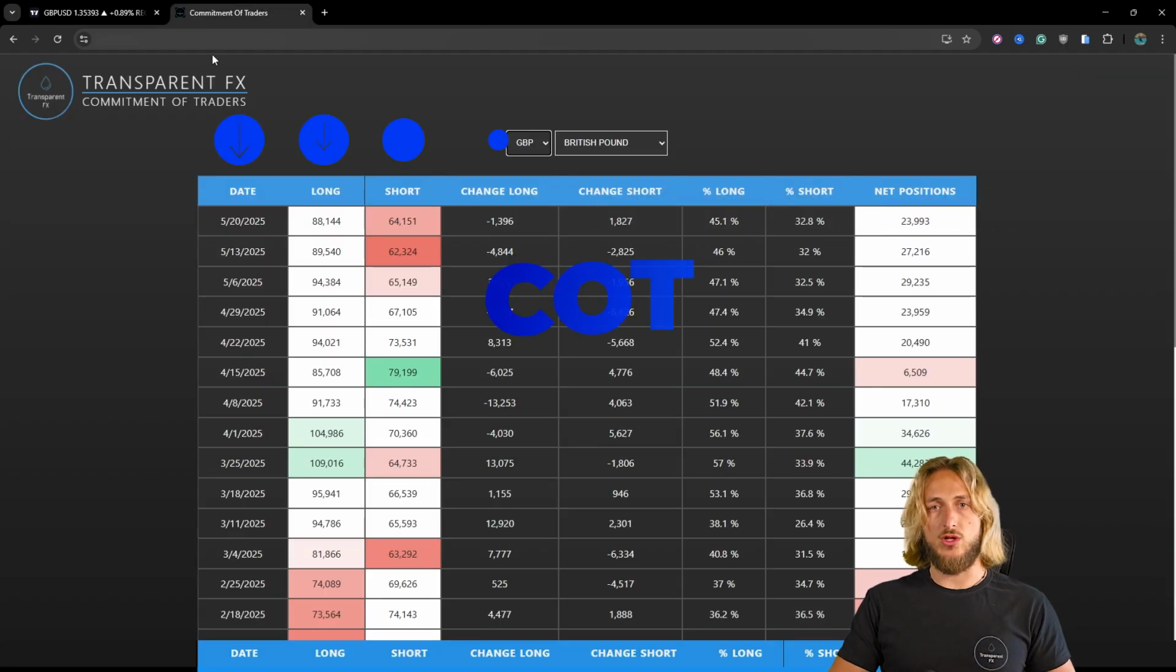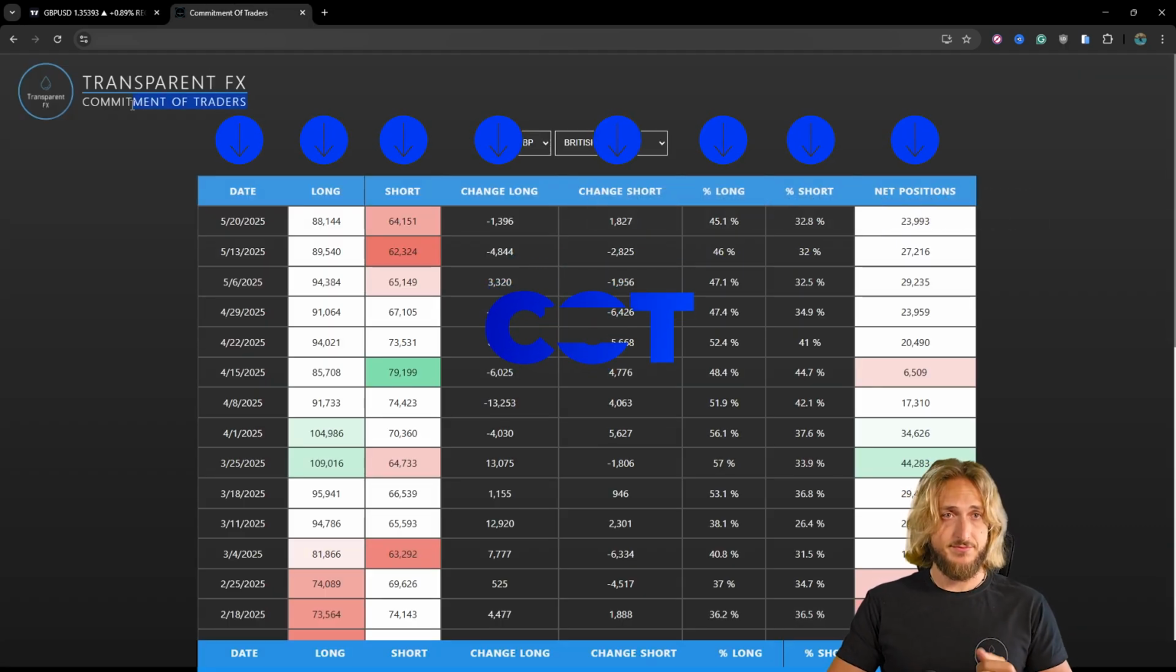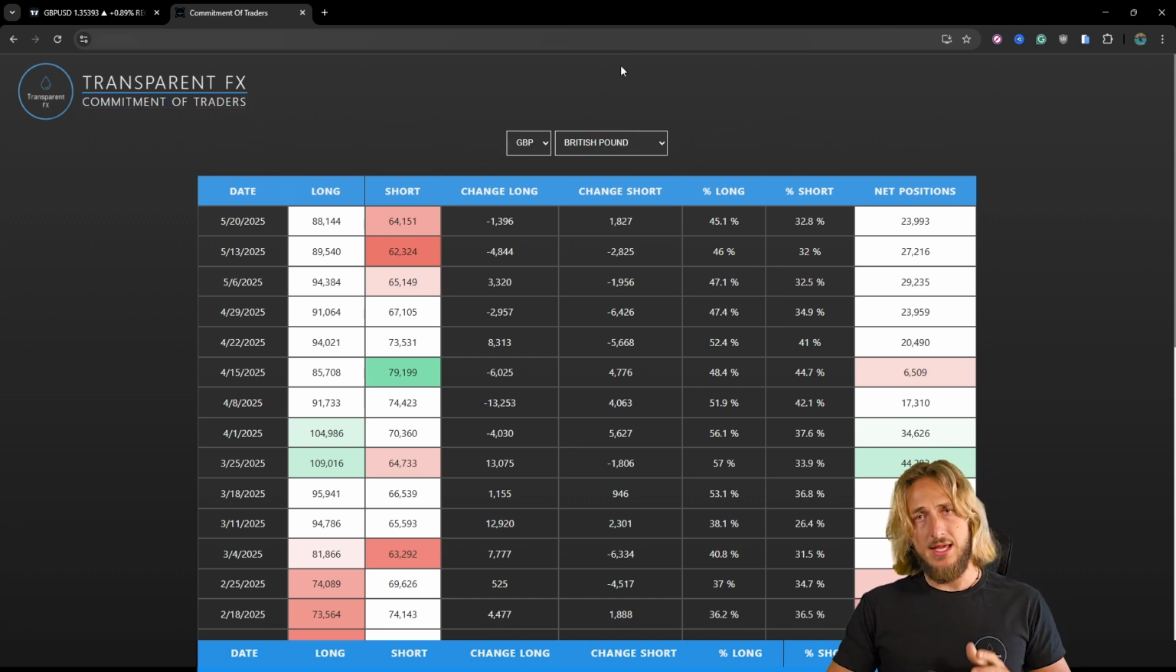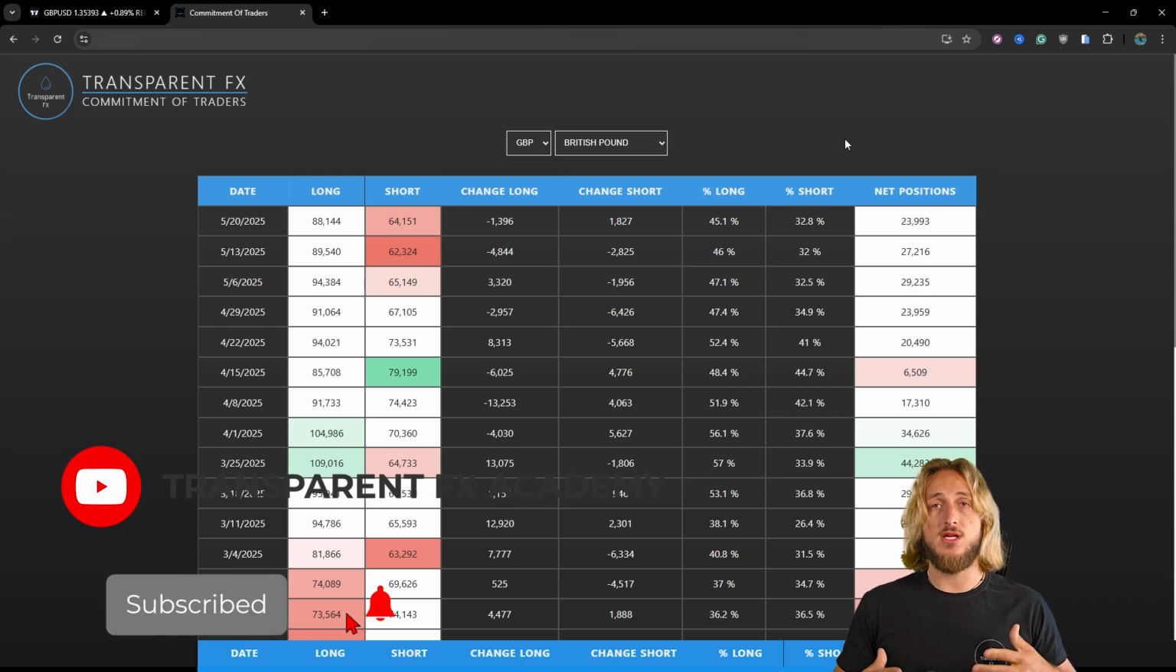Speaking about institutional longing, let's go and see what we have when it comes to the commitment of traders, so what the big players in the market are doing on GBPUSD. Now, the first thing that we have to keep in mind is that if we are looking at the data for the GBP, we're actually already looking at GBPUSD because all currencies on the spot are traded against the USD.